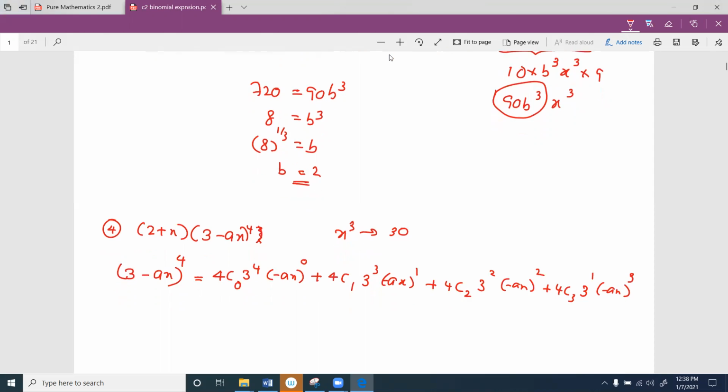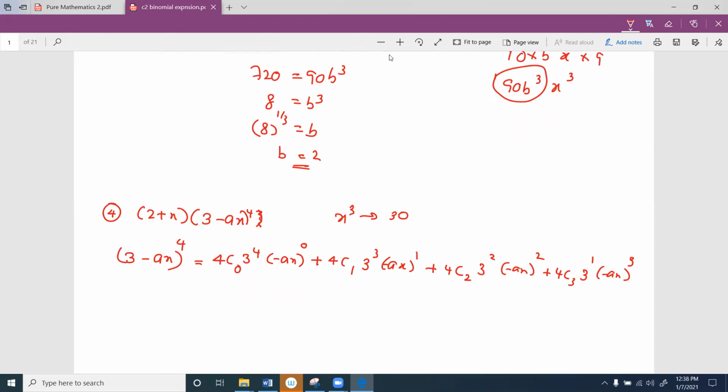But in this case, this expression is multiplied by another bracket. Therefore, you cannot just isolate the x to the power 3 term. You have to do this expansion. So it turns out to be 4 times 81 times any term to the power 0, which is 1. That's a fact you have to understand. Whether it's negative or positive, whatever the context, it's there. Nothing to worry about with that. So you have to consider the power 0 as 1. 4C1 is 4. 3 to the power 3 is 27, into this is minus ax.